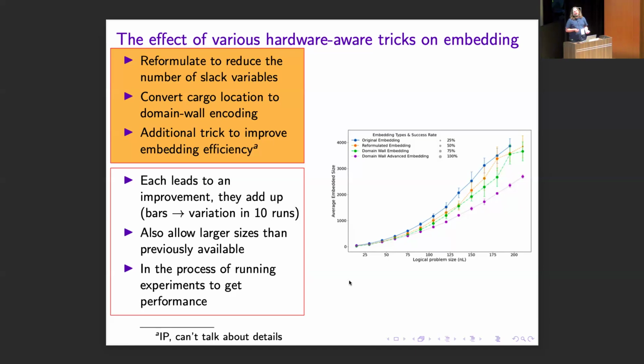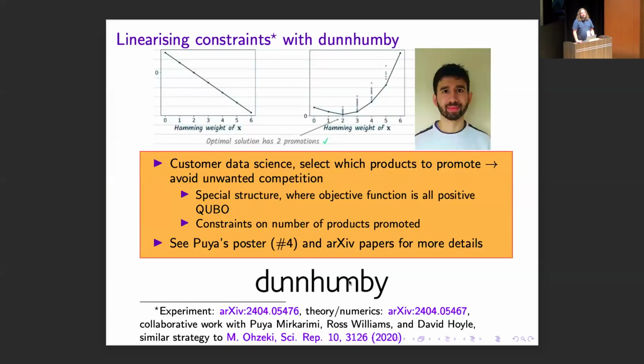There's also some tricks we use to improve embedding efficiency. I can't talk about all the details there, but an additional advantage is not only did they make the embedding more efficient, they made it much faster to do, much faster than linear embedded.